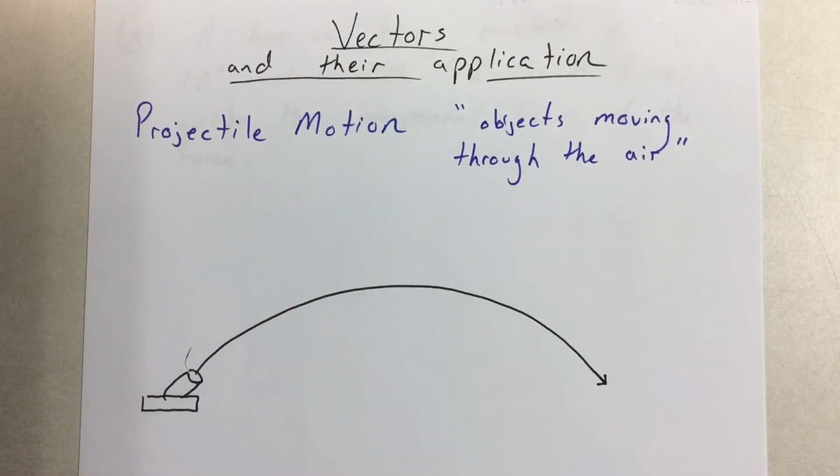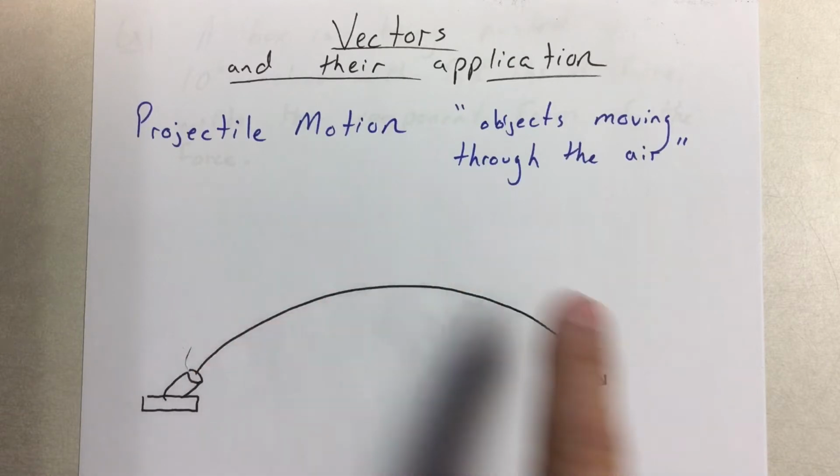Hey everyone, so we are looking at vectors and how they can be applied. This is mainly going to be a physics lesson, but we're looking at how vectors that we've been talking about can be applied in physics scenarios. The first of the two is projectile motion, meaning objects moving through the air. So let's imagine we have something being launched through the air.